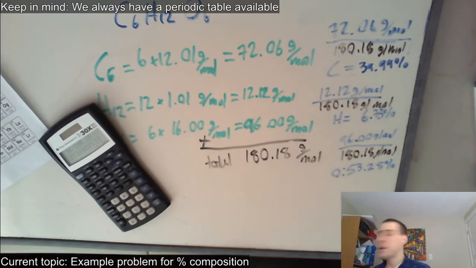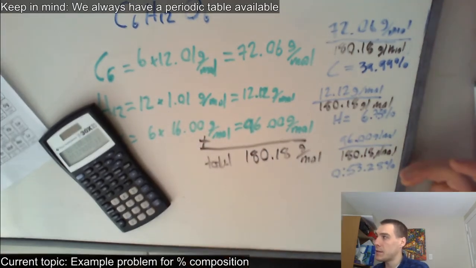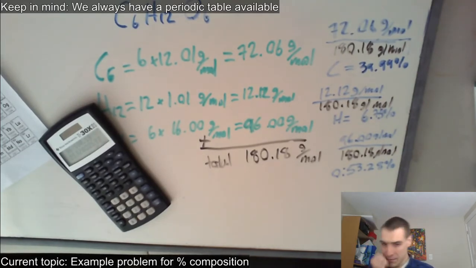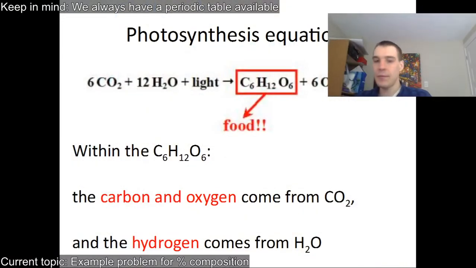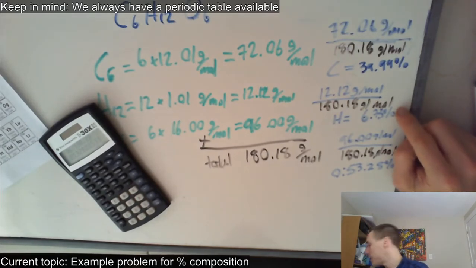Now, quick check: the percentages should add up to 100 because all we've got is carbon, hydrogen, and oxygen. And if we look at it, yeah, they add up to 100. The question we were trying to figure out was how much of this tree comes from the CO2 in the air, and how much of this glucose comes from the water that it pulls in. And the answer is, somewhat surprisingly, because the hydrogen is the only thing coming from the water, it's only 7% of the mass of the tree.